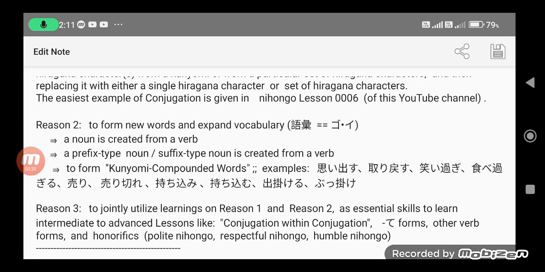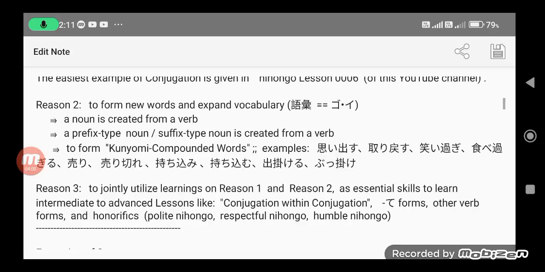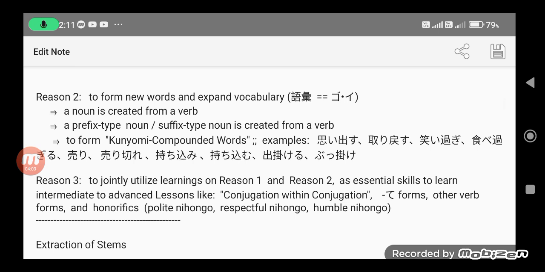Reason number two, why do we need to learn this skill, extraction of stems? It is to form new words and to expand our vocabulary or goi. Vocabulary is goi. Like a noun is created from a verb. A noun is created from a verb through extraction. A prefix type of noun or suffix type of noun is also created from a verb through extraction of stem. And also to form kunyomi compounded words.